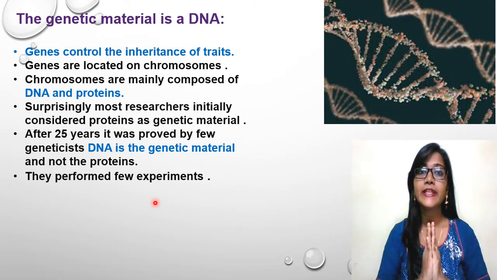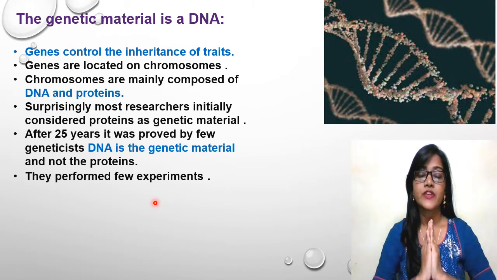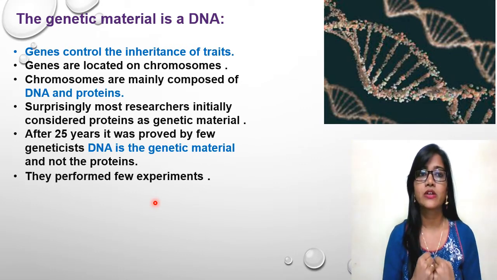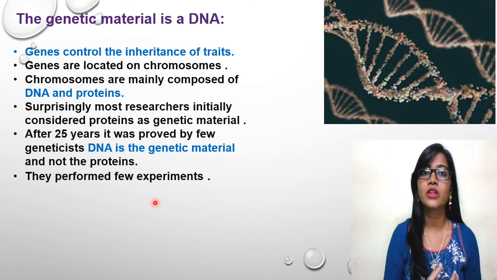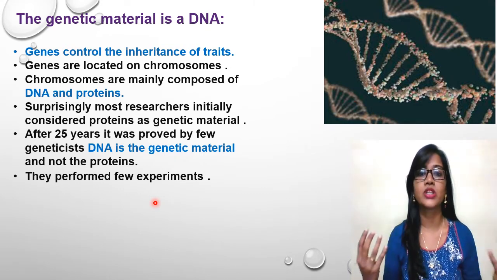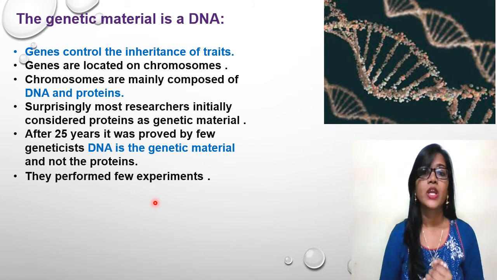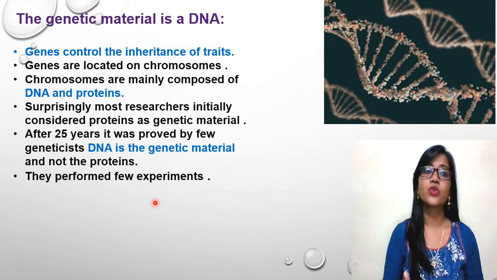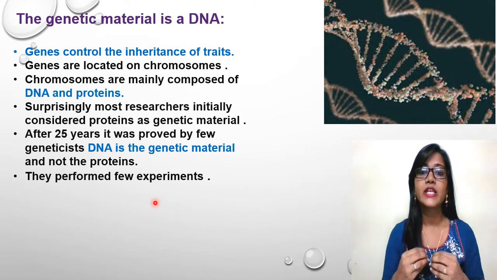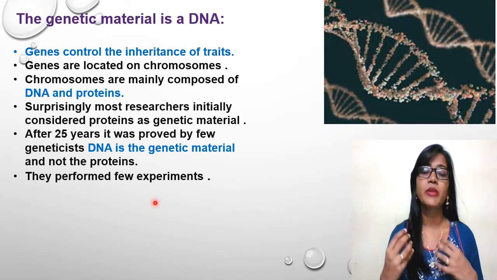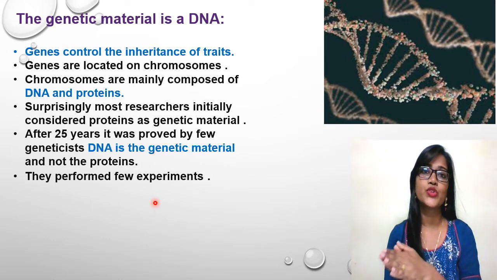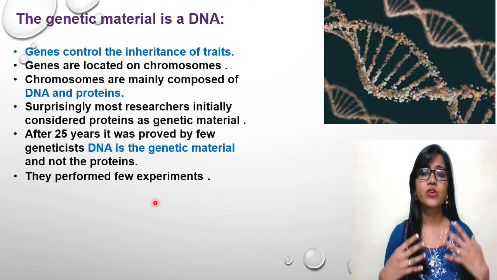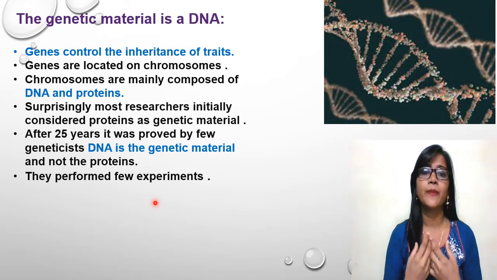By the early 1900s, geneticists knew that genes control the inheritance of traits. Genes are present on the chromosomes and they control the traits or characters. The inheritance of them is also controlled by the genes. The genes are located on the chromosomes, and chemically chromosomes are mainly composed of DNA and proteins.